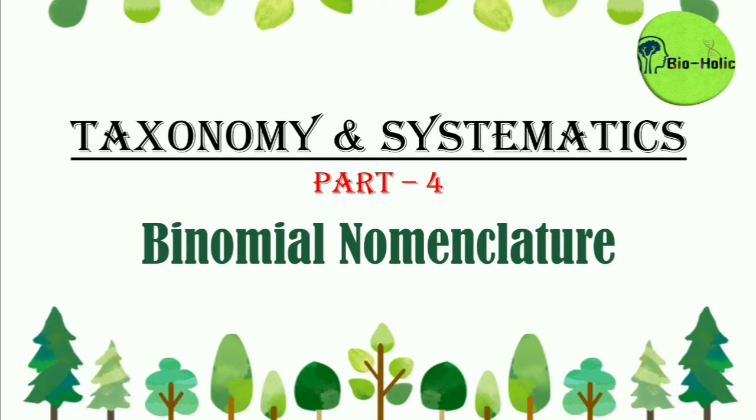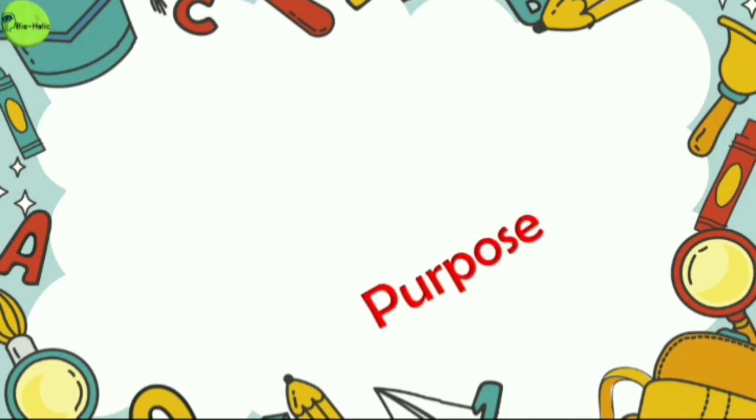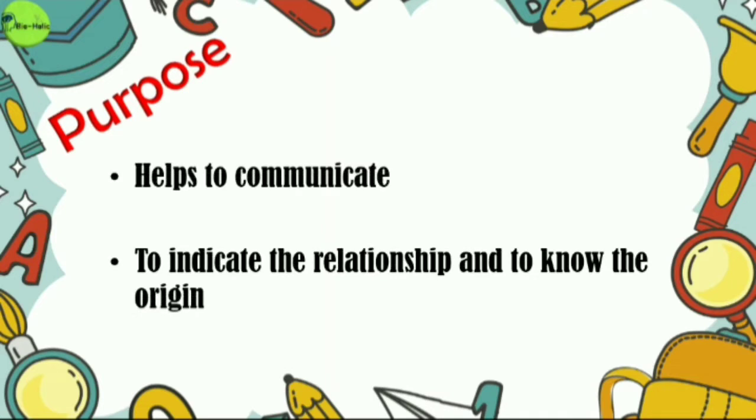Okay, so let's begin. It is very important to name a particular species, right? So that it can be identified by the same and single name all around the world. So what are the main purposes of nomenclature? The first one is to help to communicate, and the second one is to indicate the relationship and to know the origin.